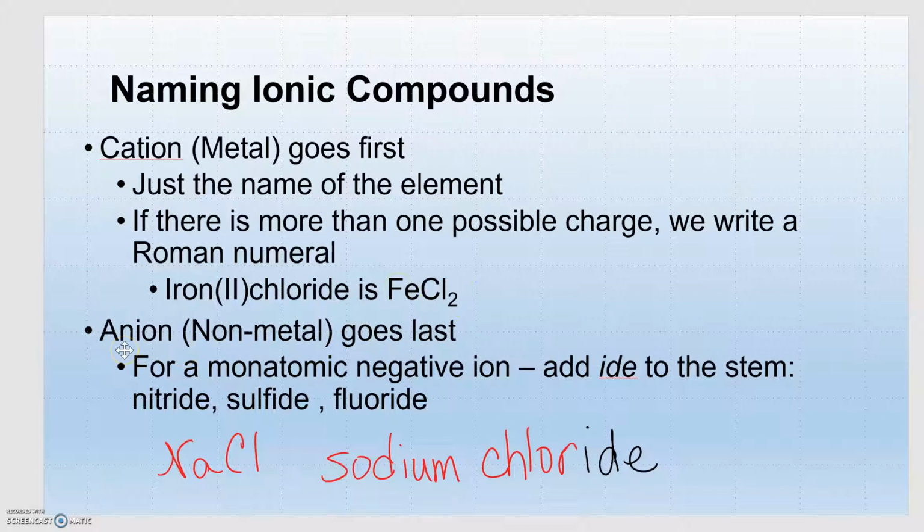The anion, when you're writing your name, it goes last, and just like for the molecular compounds, we change the N to IDE. So for NaCl, Na is just sodium, and then we change the last bit to chloride instead of chlorine. No prefixes with ionic compounds.